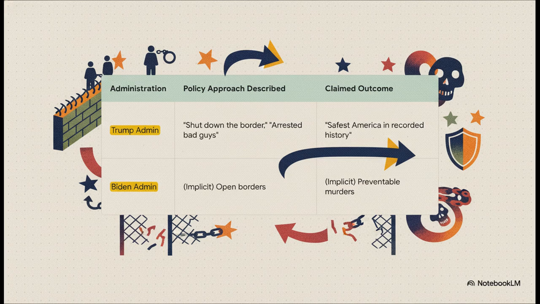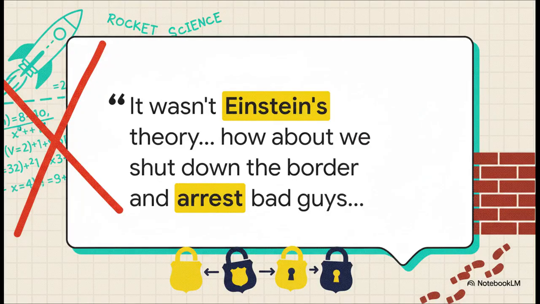On the other side, the implied argument is that different policies, open border policies, have directly led to these preventable tragedies. And this quote just captures the whole feeling of that final point perfectly. The solution is presented as just simple, obvious, not some kind of complex rocket science. The argument is that the success of the first approach is all the proof you need that it works.